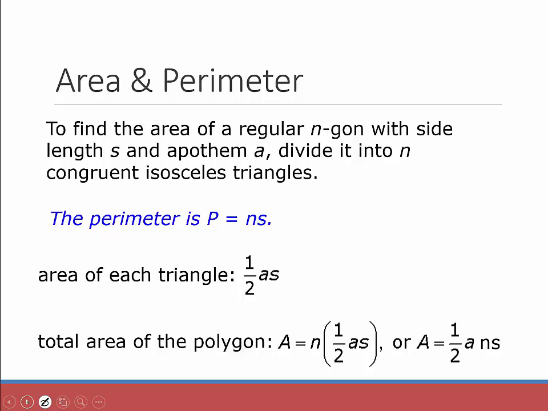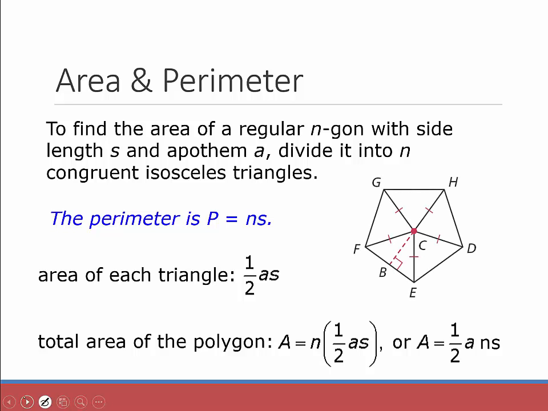congruent isosceles triangles. So we're going to take this shape again, this pentagon, and because it has 5 sides, that means I can make 5 triangles out of it. And all of these triangles are isosceles because these right here have to be the same. So quickly, the perimeter is n times s. S, remember, is the side length. And because this is regular, all the sides are exactly the same.